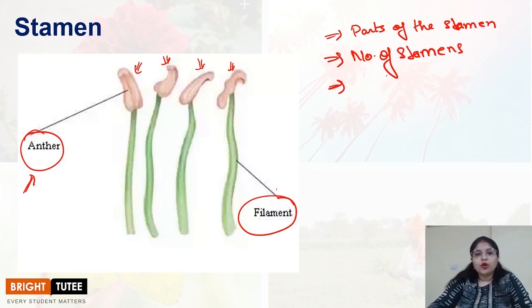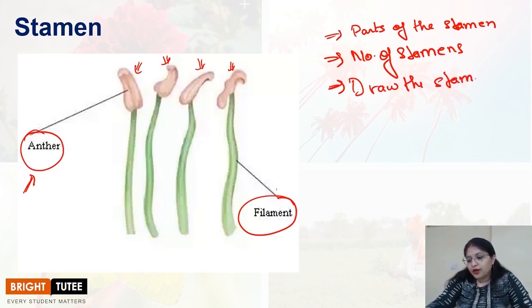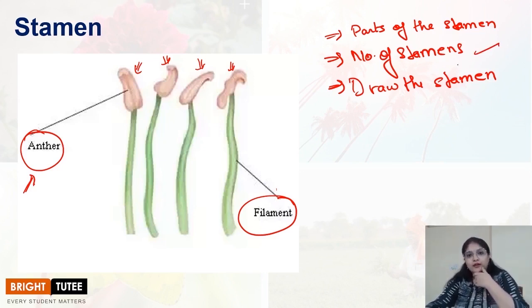Then you can observe the type of stamen that is there. Out of these, what type of stamen is there? For this you can use a magnifying glass, and then you can draw the stamen, right? So in which flower what type of stamen is there, and what is the number of stamens, that you will have to check, right?